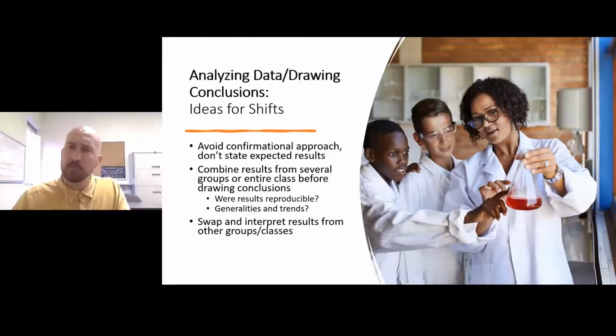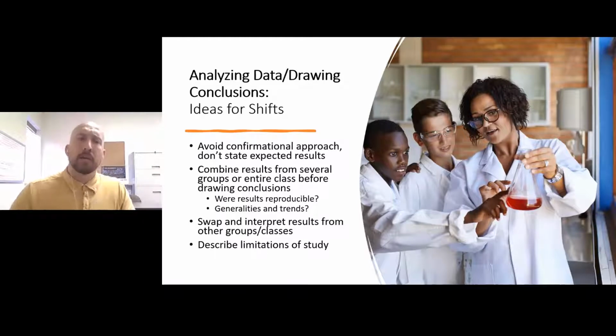Another subtle shift to a lesson plan might be to consider swapping results and interpreting results from another group or another class. Have students engage in an activity, take measurements or observations and record them, and then give them to another group or another class to interpret. This can be an effective and very subtle change to a lesson plan that helps students practice the ability to analyze data and draw conclusions.